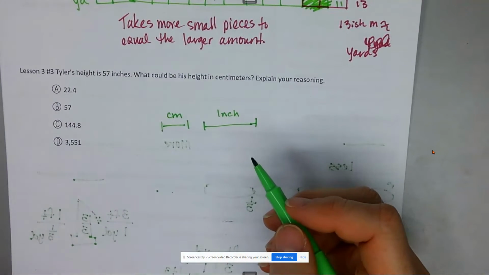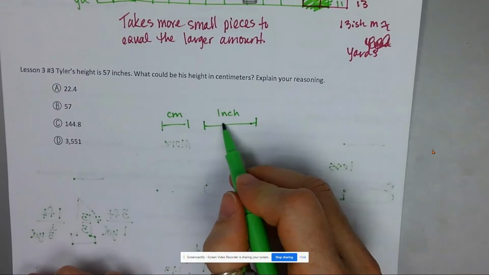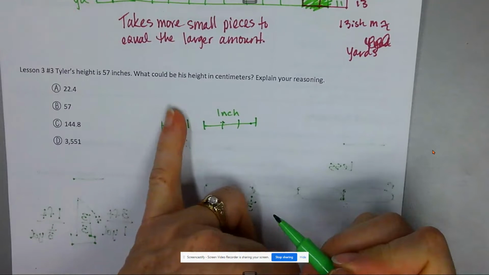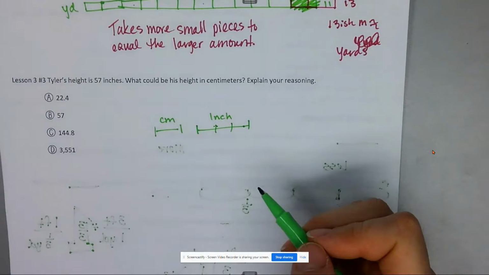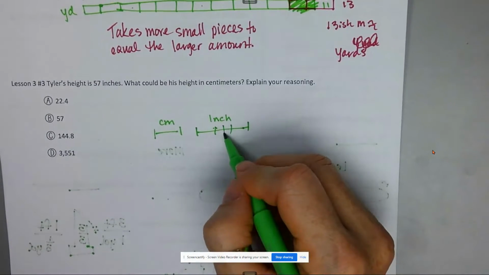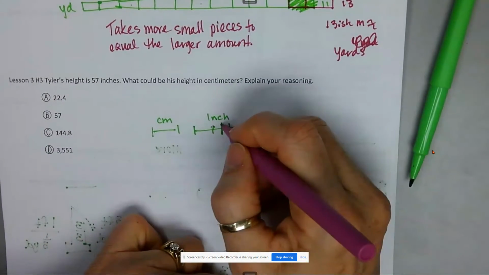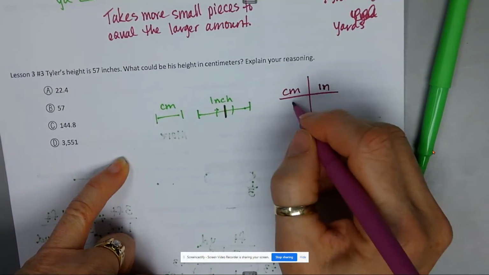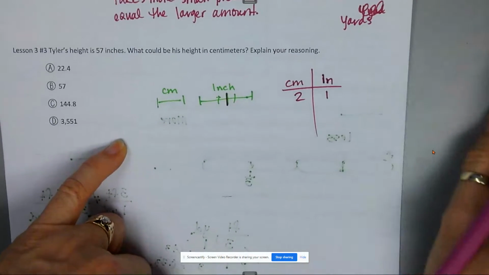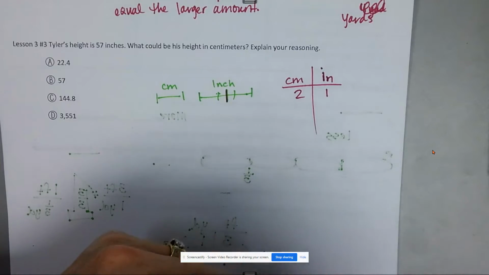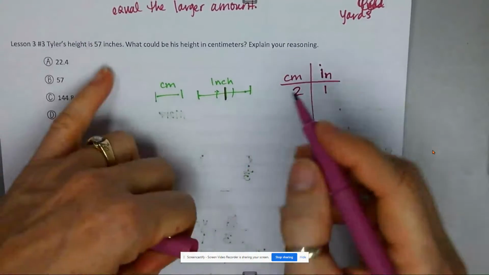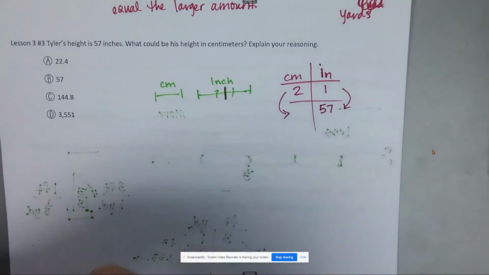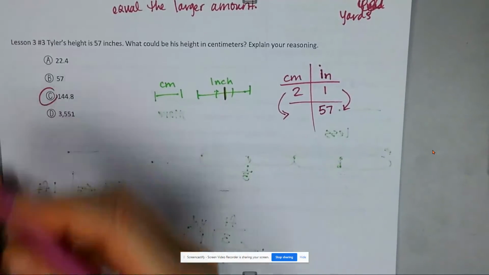I could even say maybe there's about 3 centimeters in an inch. Or even if there's 2, let's say there's 2. So I'm going to say centimeter to inch: there's 2 centimeters in about 1 inch. So if inches are 57, what is my approximate answer? My answer is C.